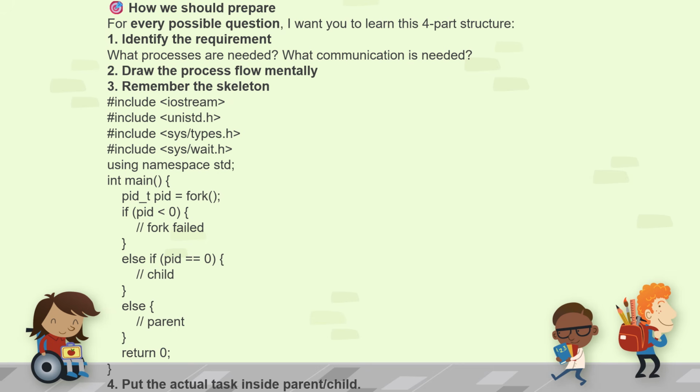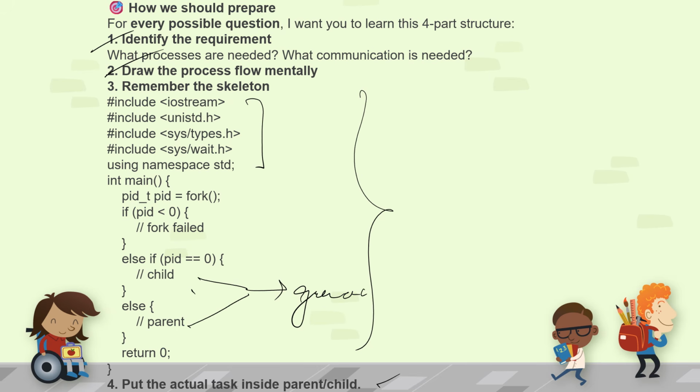How should we prepare? Just identify the requirement, draw the process flow, and keep in mind the process flow that we have already understood. These are the header files. And put the actual task in your parent or child that I had explained using a generic concept. This is a generic code.